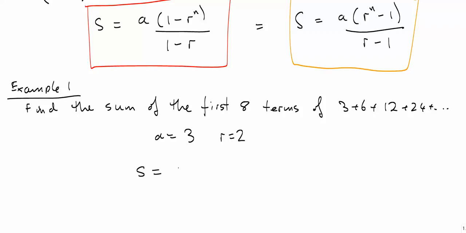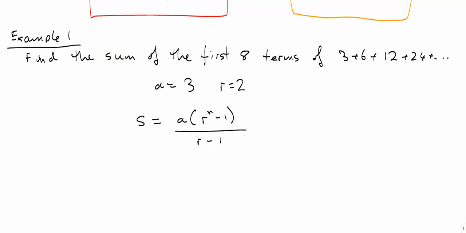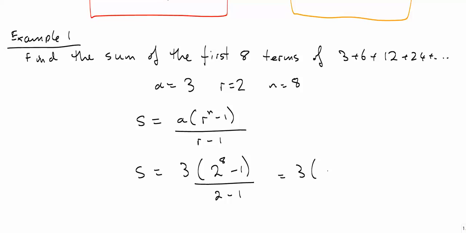So S equals a(r to the n minus 1) over r minus 1. n is 8. We want 8 terms. So the sum of 8 terms is a, which is 3, times r, which is 2, to the power of 8 minus 1, over 2 minus 1. And this equals 3 times 256 minus 1 over 1, which is 3 times 255, which is 765.